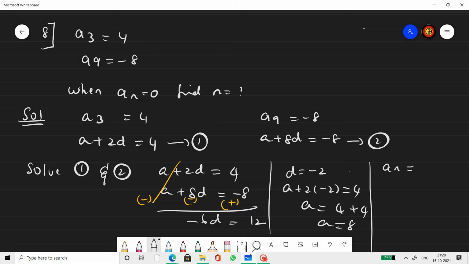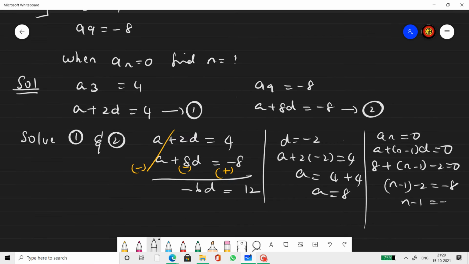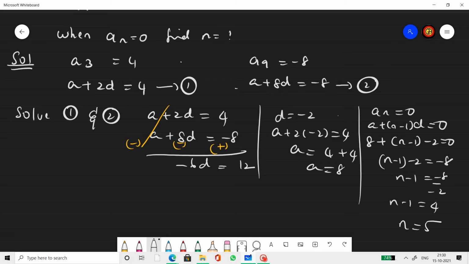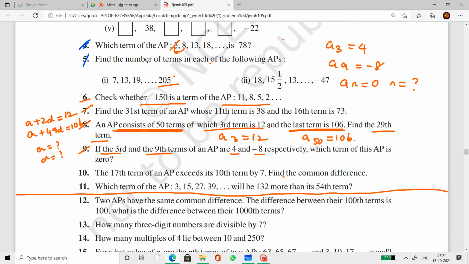Now AN is 0. So that means A plus n minus 1 into D equals 0. A is 8 we found, n minus 1 and D is minus 2. So n minus 1 into minus 2 equals minus 8. So n minus 1 equals minus 8 by minus 2. So we get n equals 5. So that means the fifth term is 0 as per the question. Now, question number 10.